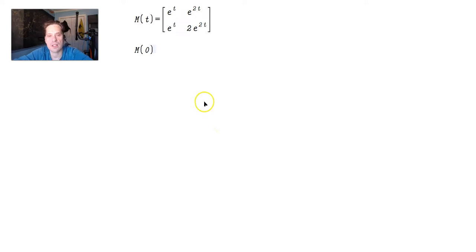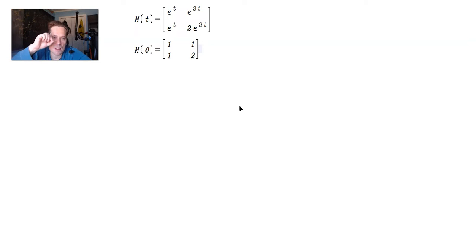This is a function of time. Notice each entry has t as a variable. That means each entry can be evaluated at t equals a number. So let's say t is 0. So e to the 0 is 1. e to the 2 times 0 is e to the 0, which is 1. e to the 0 is 1. And then this is 2, because e to the 2 times 0 is e to the 0, which is 1, and 1 times 2 is 2.